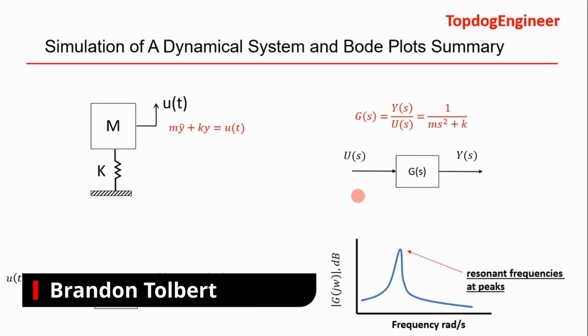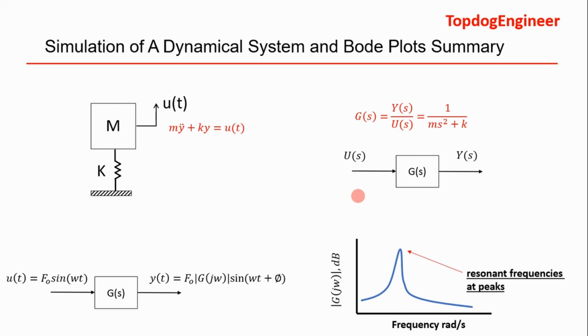Today we're going to look at an application of Bode plots in Python and simulate a dynamical system. The dynamical system we're going to simulate today is a single degree of freedom spring damper system where we're going to exclude damping and have an input forcing function. So the first step is to derive a linear differential equation.